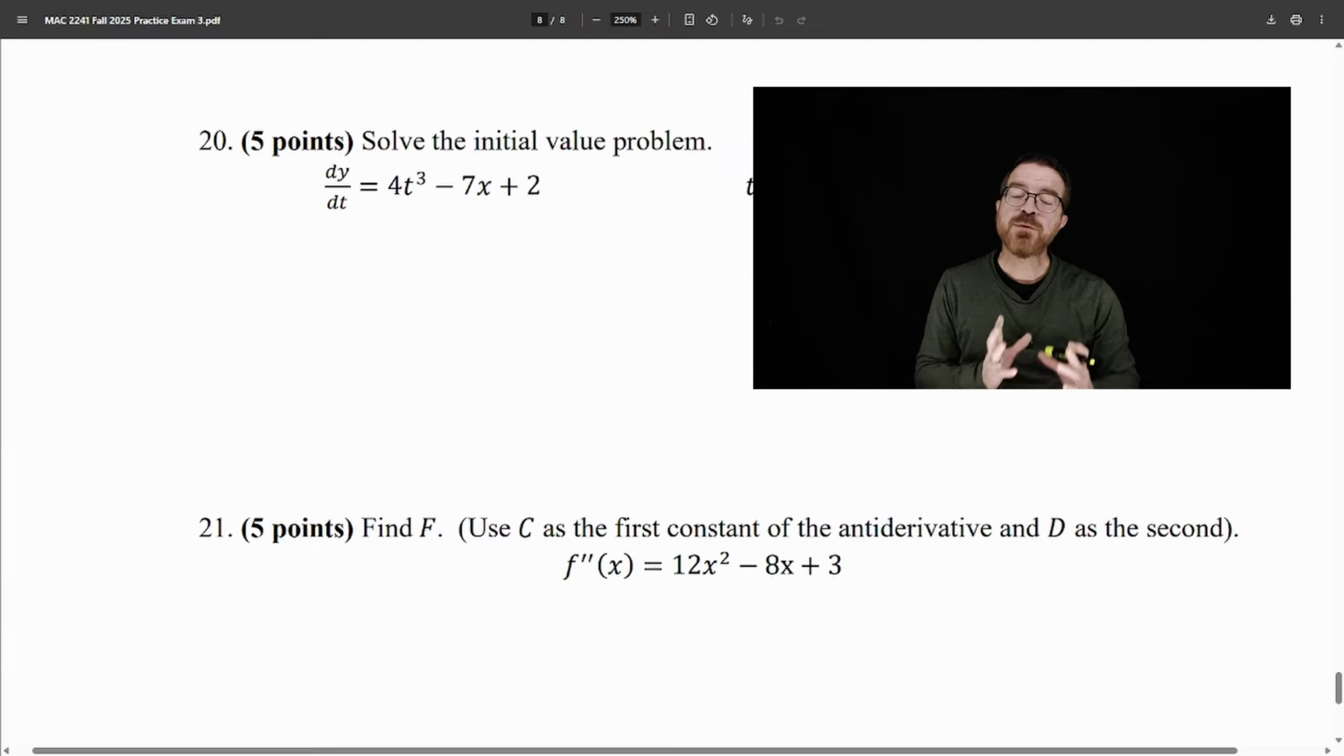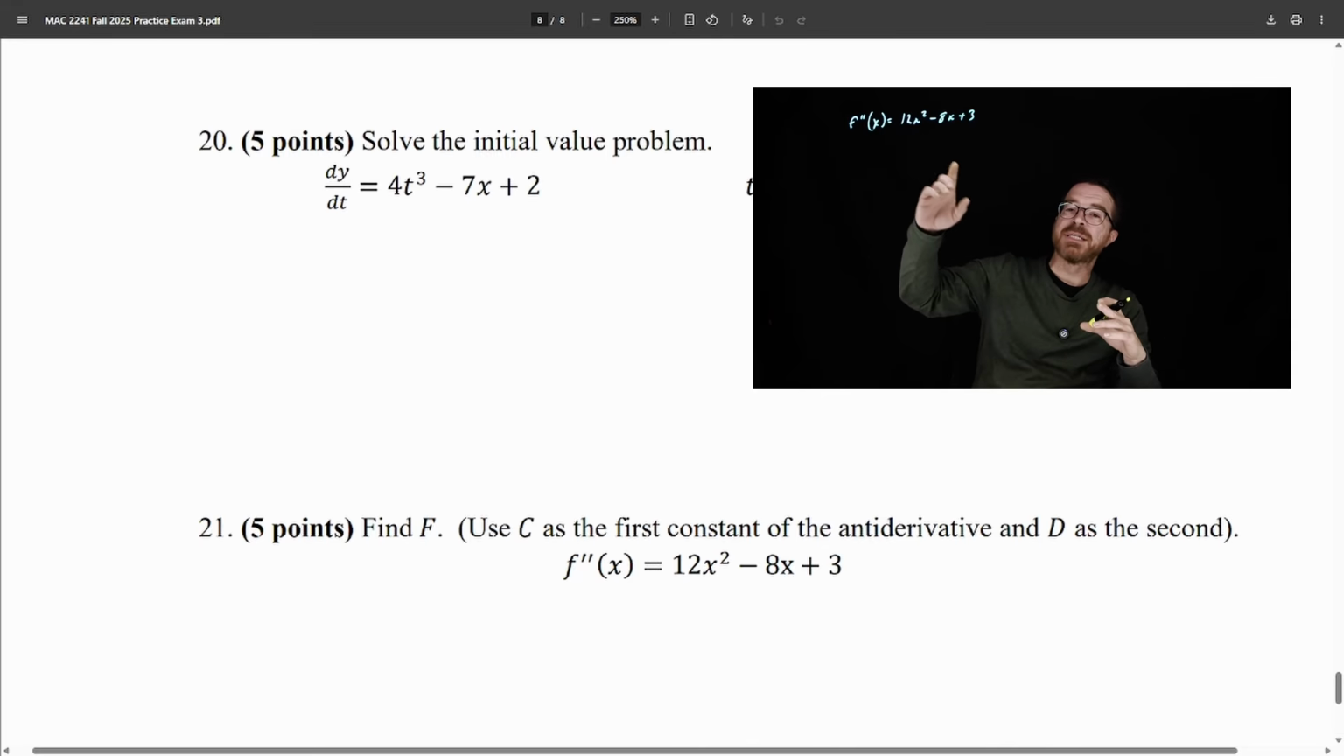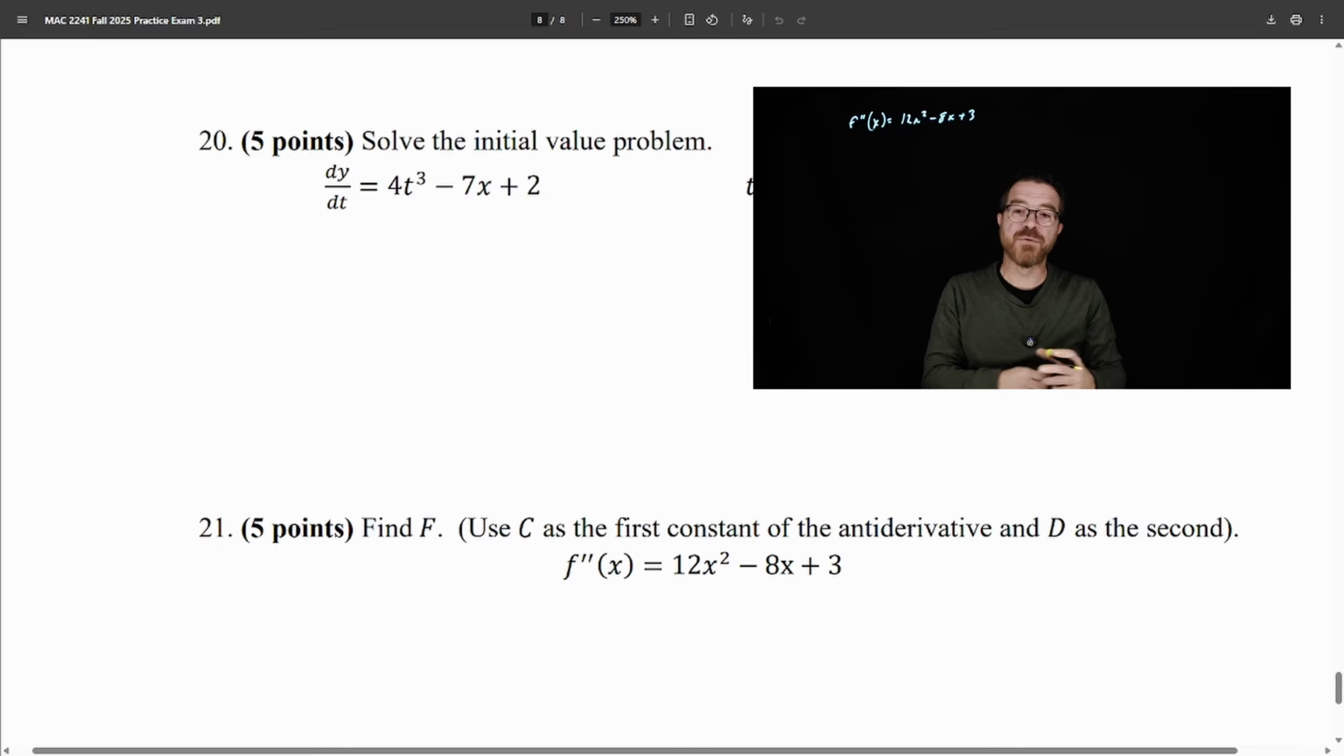Problem 21 is another initial value problem, but this one says find f, use c for the first constant of the antiderivative and d as the second constant. So what we have here is f double prime of x is equal to 12x squared minus 8x plus 3. So we have the second derivative, which means we're going to take the antiderivative, which will get us to the first derivative, and then we're going to take the antiderivative again to get to the actual function f.